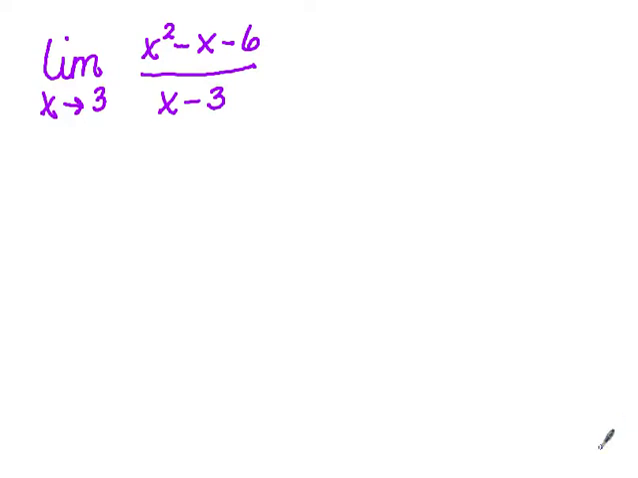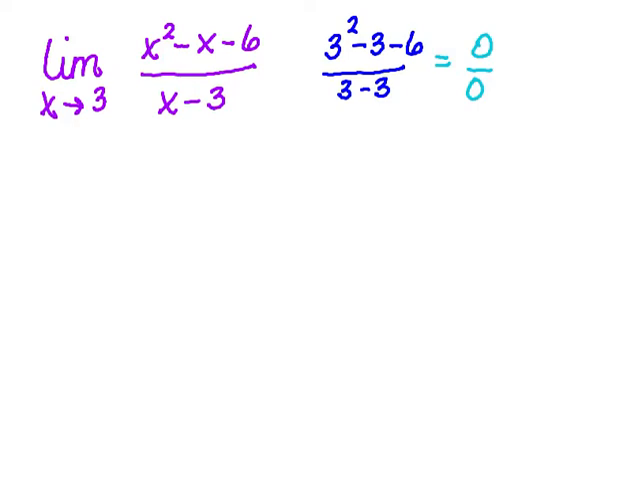Put 3 in for the x's, which is what we learned Friday. And so I end up getting 3 squared minus 3 minus 6 all over 3 minus 3. What does that come out to be? 0 over 0. Now this is not an undefined problem, and that's because it is 0 over 0.